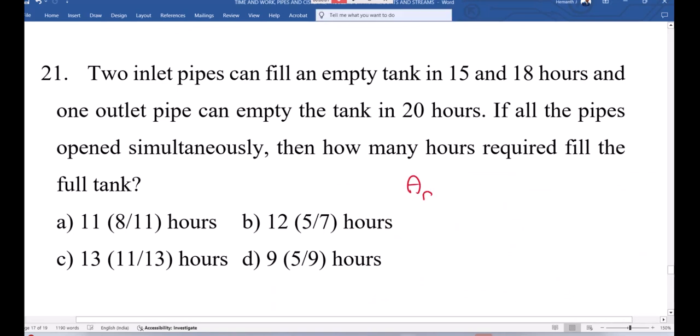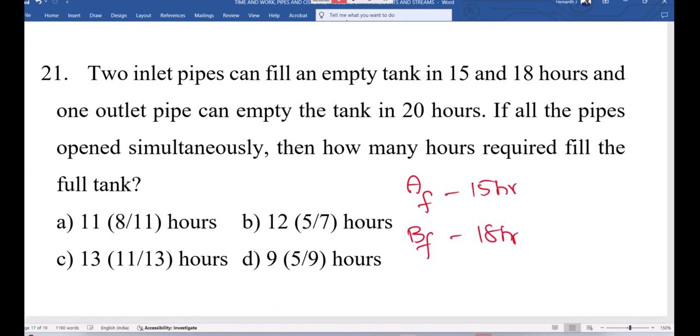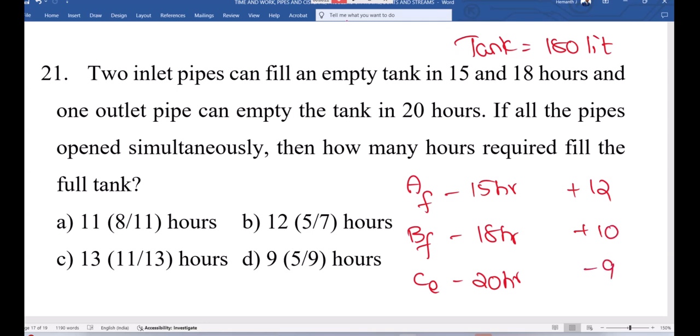This question: A is filling in 15 hours, B is filling in 18 hours. The third pipe, let us say C, is emptying in 20 hours. We can consider the tank capacity as 180 liters by taking the LCM. As these two are filling, it is plus 12, plus 10, and this is minus 9 liters per hour, L by H.